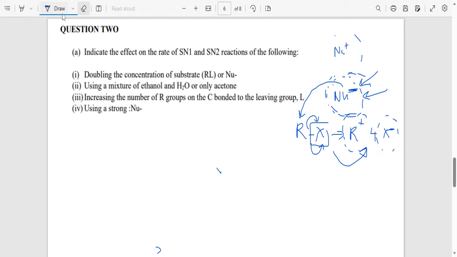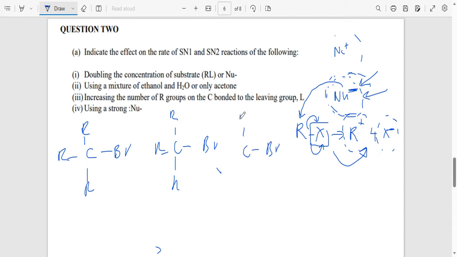If you increase the number of R groups, let's say I've got a carbon where I've got your bromine here, and then you have got R, R, R. Then you have got a bromine with your carbon. Let's say you have got R, R, and then hydrogen. And then the last one, you've got a bromine with a carbon, you have got R, and then hydrogen, hydrogen. I can even put another one. You have got a bromine with your carbon here, and then all of them are hydrogens.